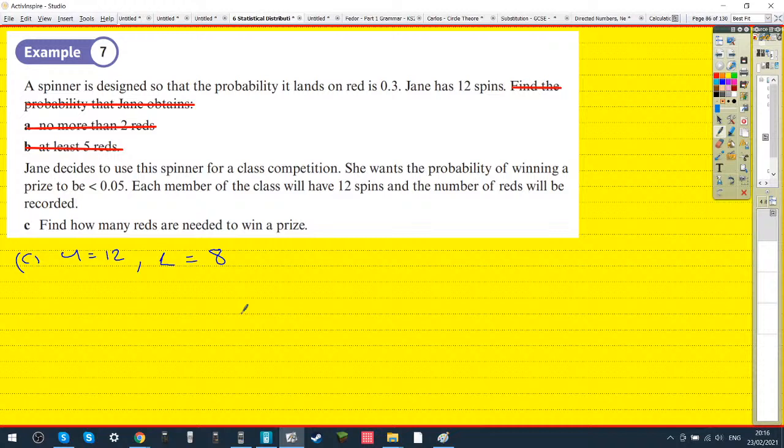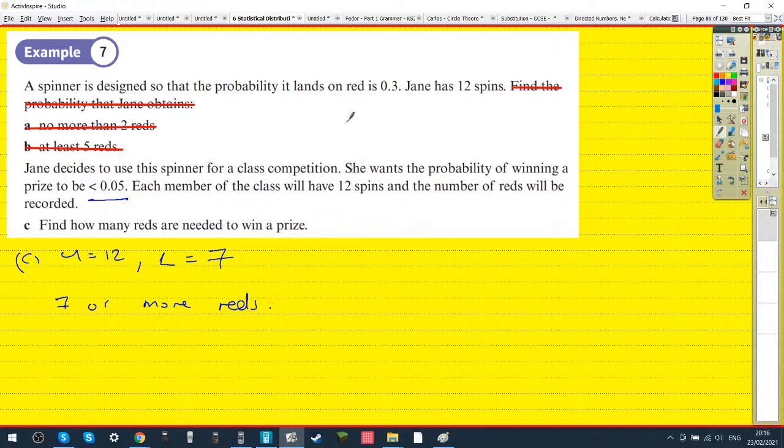0.03. Does that work? 0.04 to 2 decimal places. Okay, that's less than 0.05, isn't it? Yeah. So I think that one's all right. Okay. So try 6. Okay. 0.118. Yeah, so that's bigger than 0.05, and so basically they win a prize if they get 7 or more reds. Okay. So that's how this works.